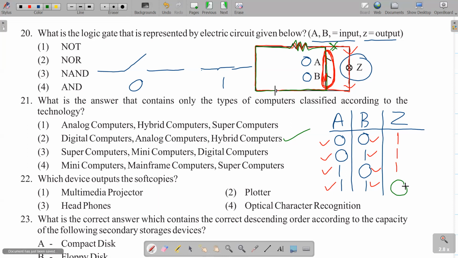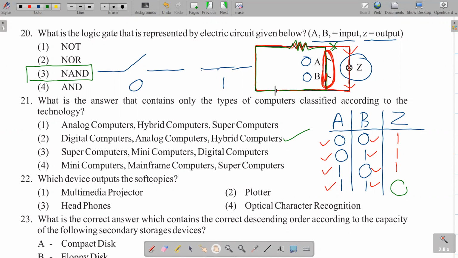And what is this truth table? Which gate has this kind of truth table? Yes, everyone? NAND. It's a NAND gate, right? So the answer is going to be the third one. Are we clear about this? Yes, sir. Right, great.